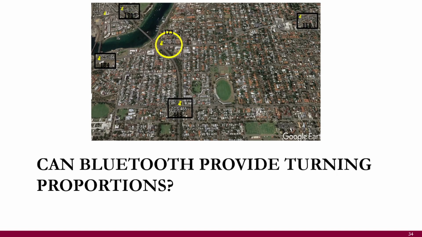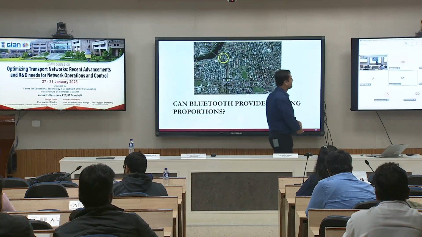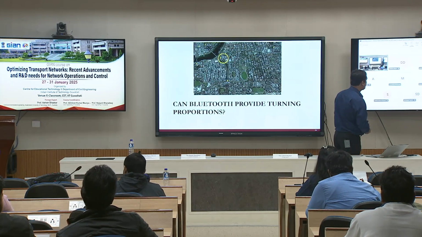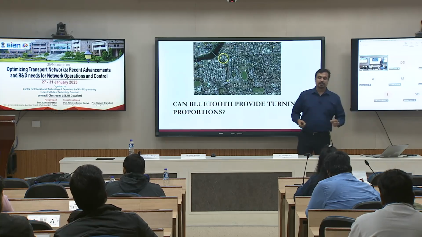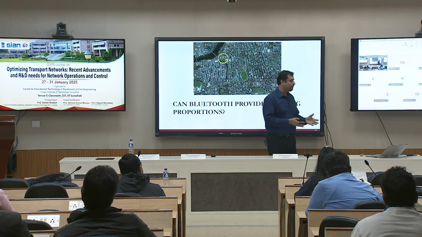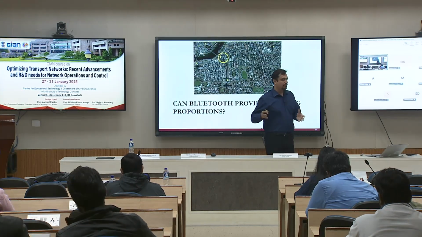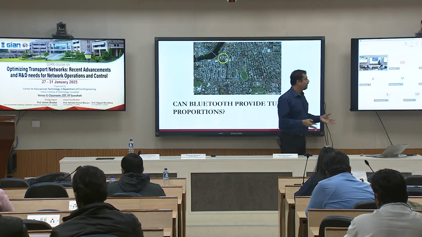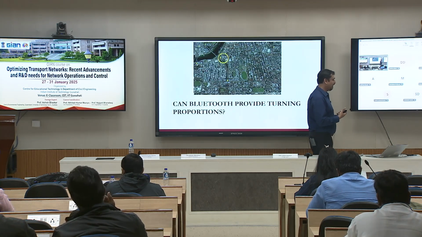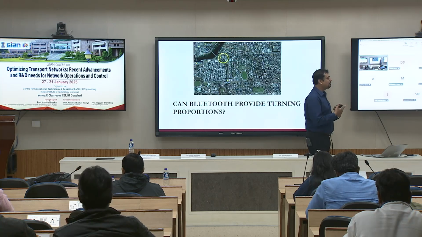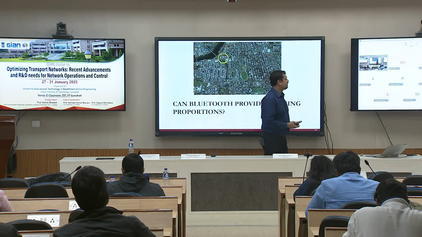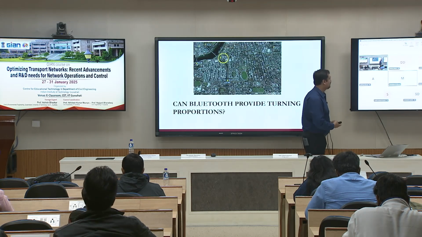Excuse me, sir. Yes, you have a question, please. Can you please repeat what is meant by penetration rate? A penetration rate is the proportion of my traffic that I'm able to observe. So let's say on a specific road I have 1000 vehicles moving, and I'm only able to get, let's say, 100 MAC IDs. It means that my penetration rate is 100 over 1000, which is 10%. So it is the percentage of the traffic I'm able to observe.